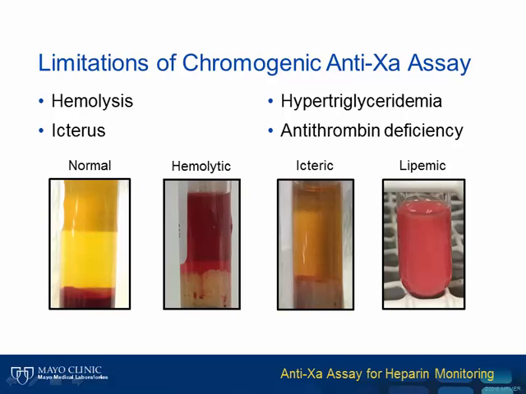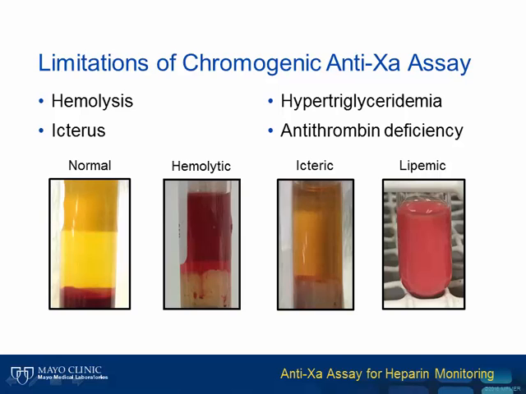Being a chromogenic assay, the anti-10A assay will be affected by hemolysis, icterus, and hypertriglyceridemia, which affects the instrument's ability to measure and discriminate the chromogenic reaction. Patients with significantly elevated hemolysis, total bilirubin, and triglycerides should have their heparin monitored by the PTT.